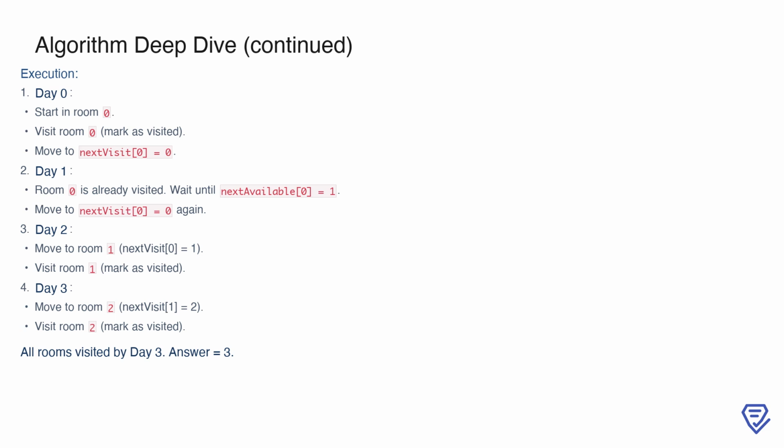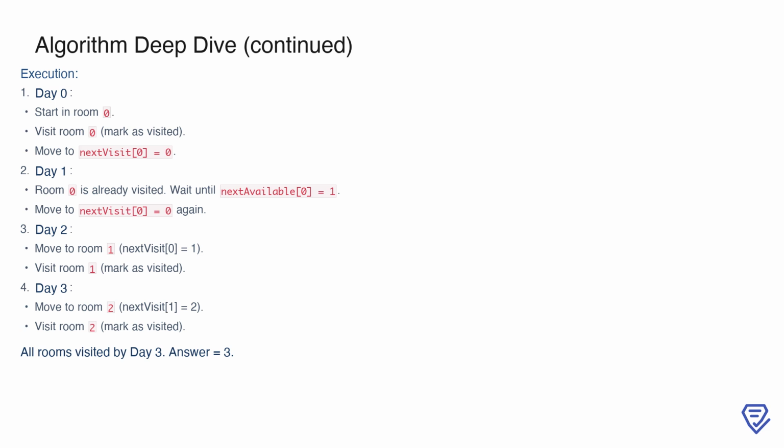Suppose the input array is next visit equals [0, 0, 2]. On day 0, we start in room 0, mark it as visited, and move to the next room according to next visit[0], which is room 0 again. On day 1, since room 0 is already visited, we wait until it becomes available, which is the next day, day 1. Again, we move to next visit[0], which is room 0.